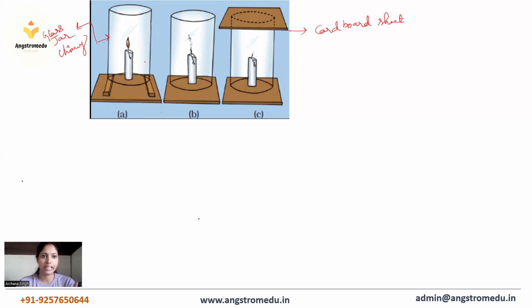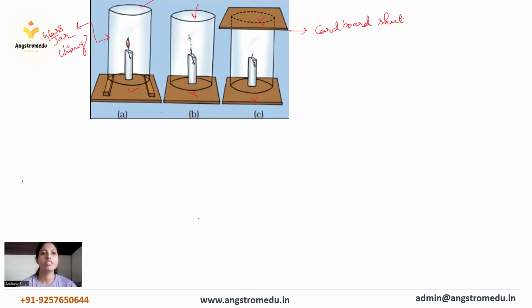If you see in the first diagram, it is open from the upside as well as the downside. Be careful with the diagram. Look at the diagram carefully. It is very, very important. In A, top and bottom both are open. In B, the top is open, but the downside is closed. In the third diagram, the downside is closed and the top side is also closed. So what will be the effect on combustion?